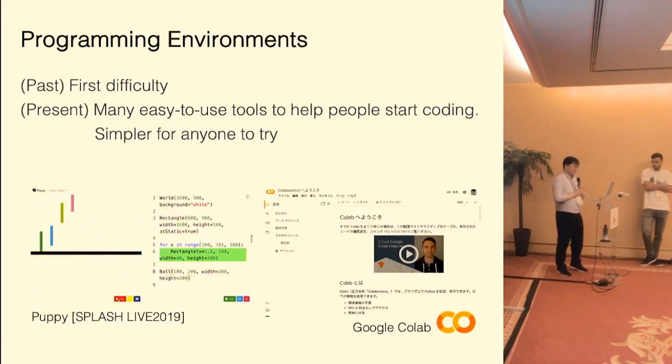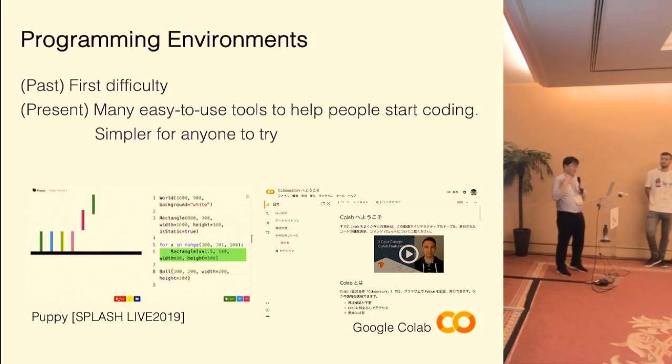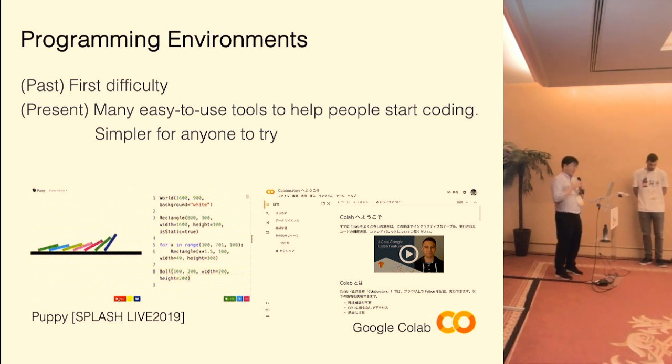And the programming environment is very important. It was the first difficulty for students, but recently there are easier-to-use tools to help people start coding, simpler for everyone to try. This animation shows a programming environment called Puppy, which I presented at a live workshop in 2019. And more recently, I usually use Google Colab in my classroom.